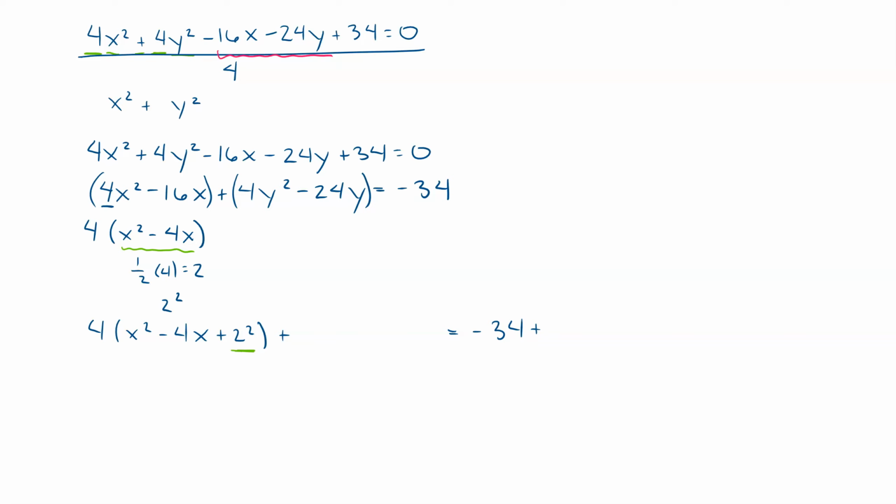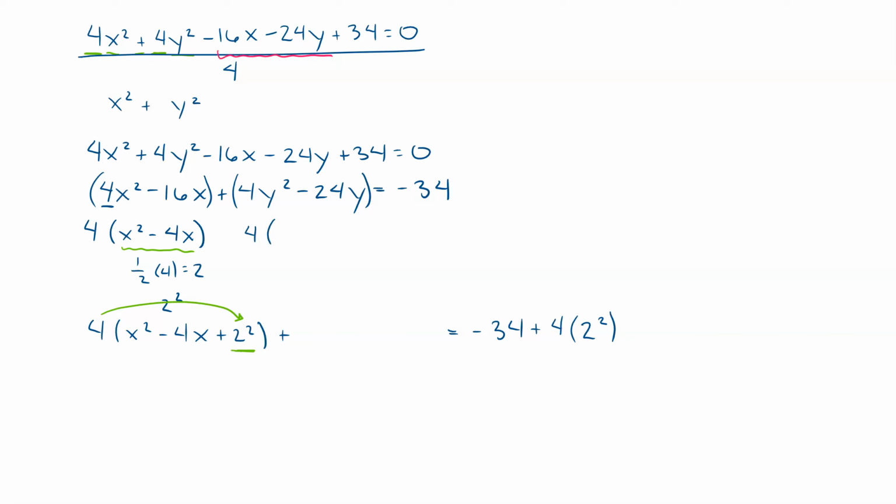Because the 2 squared is inside parentheses, technically speaking, it's being multiplied by 4. That 4 outside the parentheses is being multiplied by the 2 squared. So when I add the 2 squared to the right, I don't just add plain old 2 squared, I add 4 times 2 squared. Let's look at the y's.